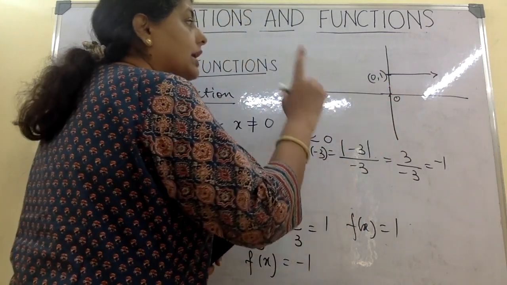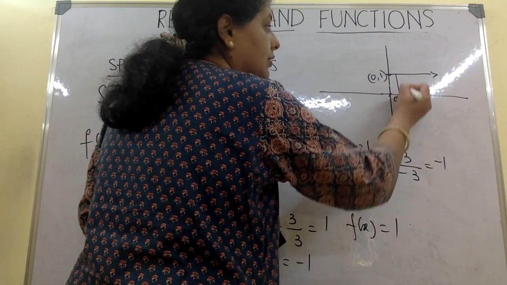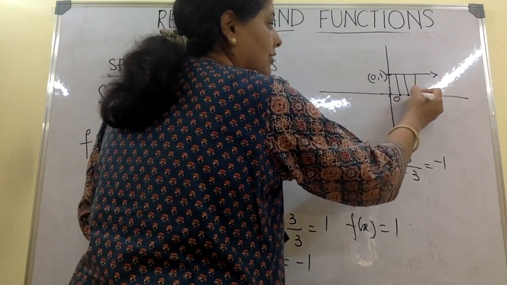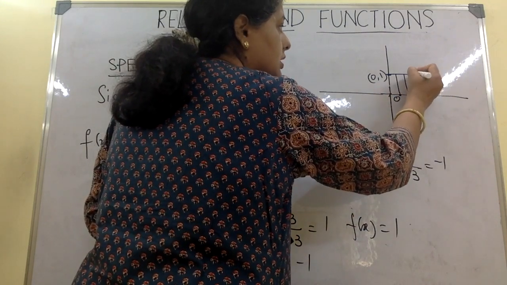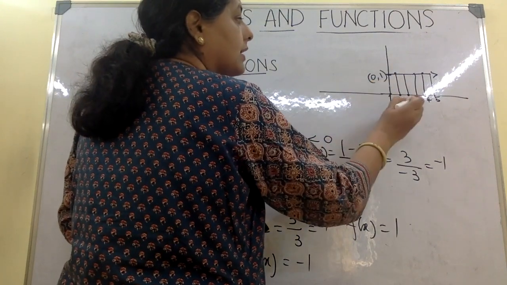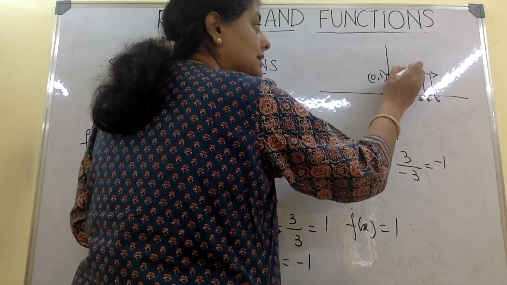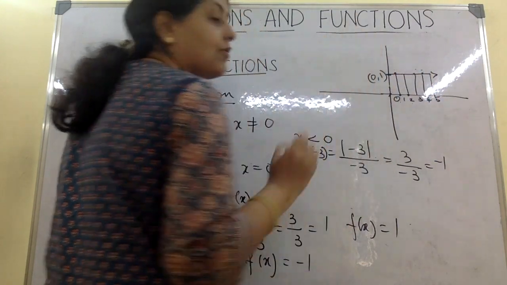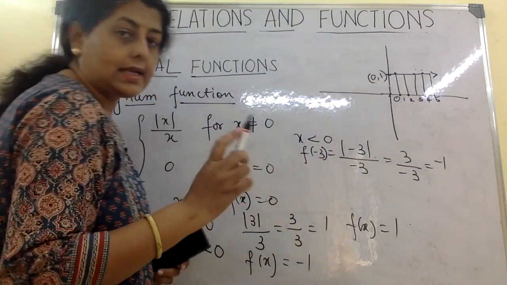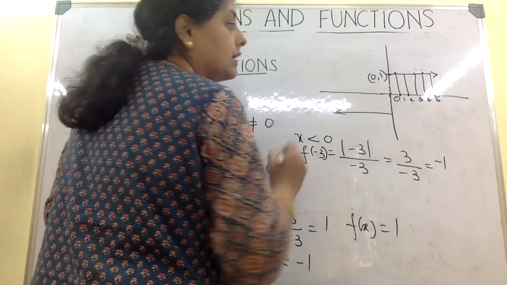For any point here, x will have all positive values. So maybe this is (x, 1), then x is 2, y is still 1, x is 3, y is still 1, x is 4, y is still 1. That is why we get a line which is parallel to the x-axis. Now we'll draw another one which is like this.